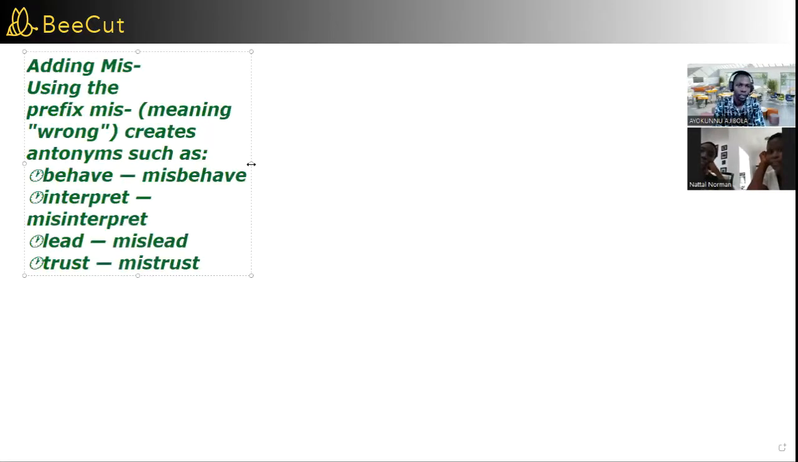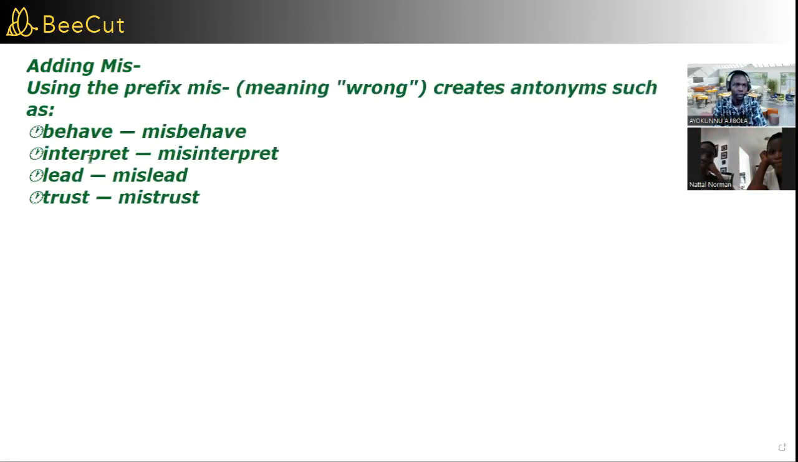So I'm going to clear the screen now so you can put that down. Adding MIS creates antonyms such as behave, misbehave, interpret, misinterpret, lead, mislead, trust, mistrust. So can I hear that again? Behave, misbehave. Interpret, misinterpret. Lead, mislead. Trust, mistrust.